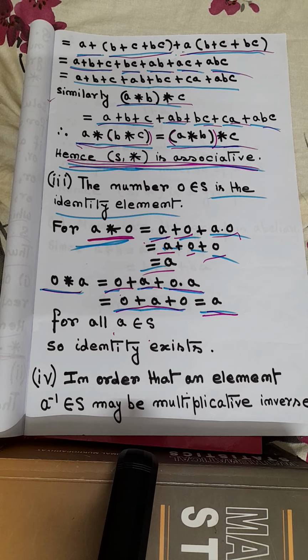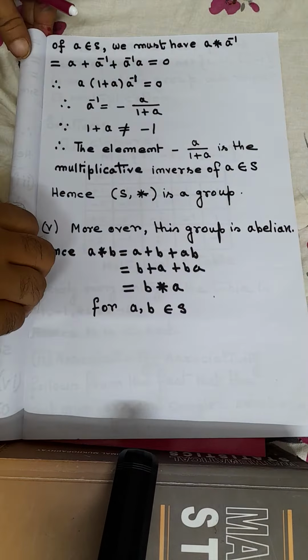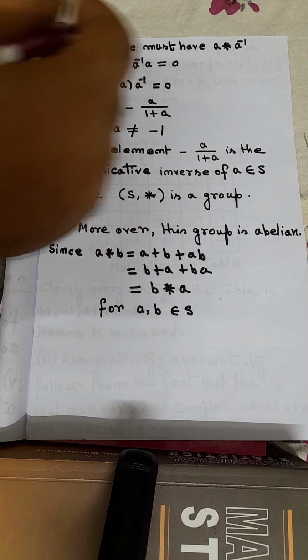Now we have to check whether the inverse exists or not. We can assume that the inverse may be the multiplicative inverse over here, but we have to check whether the inverse is really the multiplicative inverse or not, or whether the inverse exists or not. So for that, we just check with that.